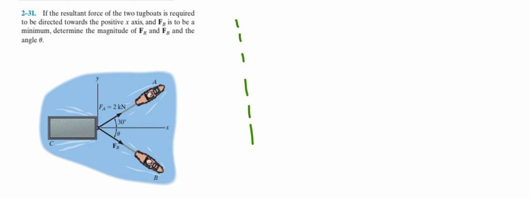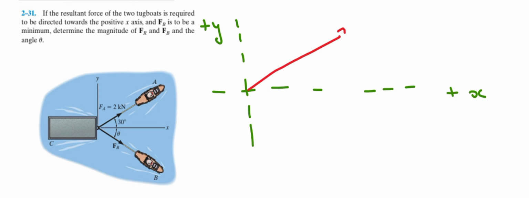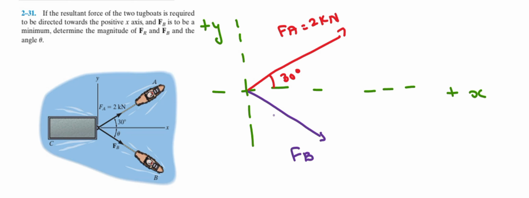This is nothing but our vertical axis, let's call this plus y, and this is nothing but our horizontal axis, let's call this plus x. This is basically our Fa force, which has the magnitude of 2 kilonewton and makes an angle of 30 degrees with the positive x-axis. And this is nothing but our Fb force, which makes an angle theta with the positive x-axis.